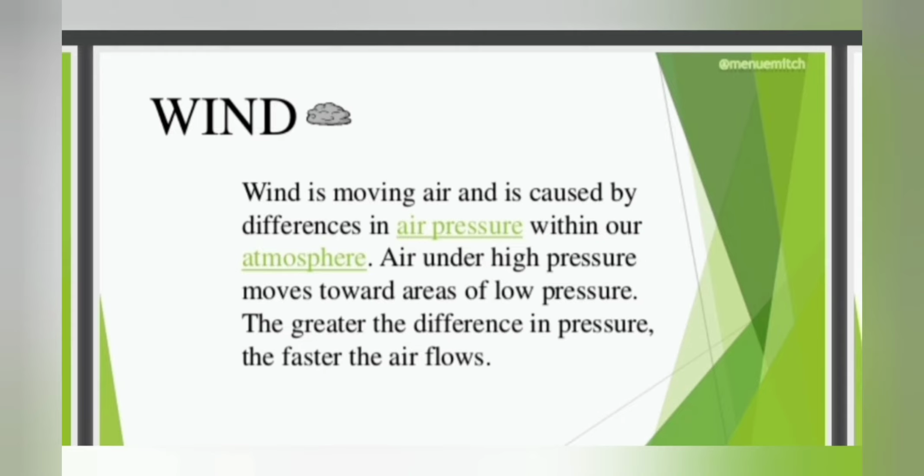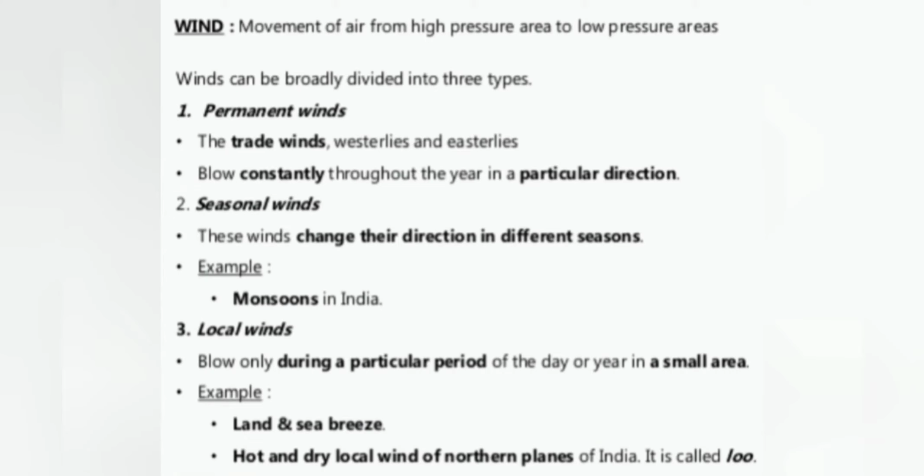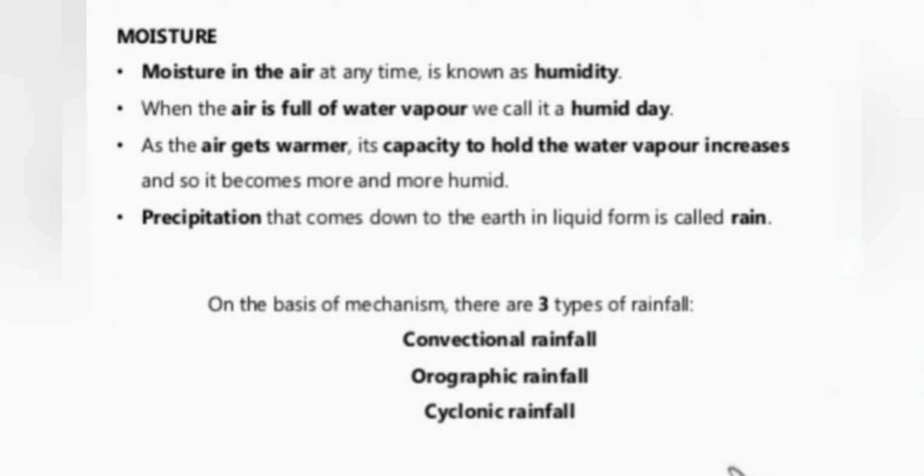Now, what is moisture? Moisture in the atmosphere exists in solid, liquid, and gaseous state. The amount of moisture present in the air varies from place to place and from time to time. Humidity. The actual amount of water vapor present in the air is called humidity or absolute humidity. It is closely related to the air temperature. When the air holds the maximum amount of water vapor at a given temperature, the air is said to be saturated.